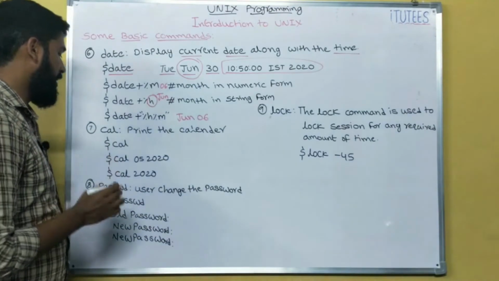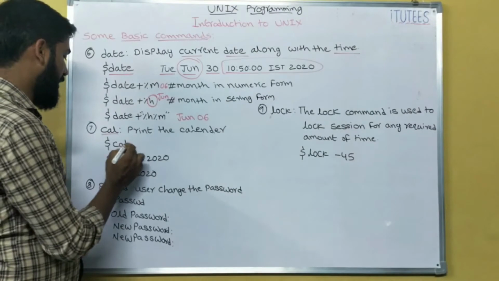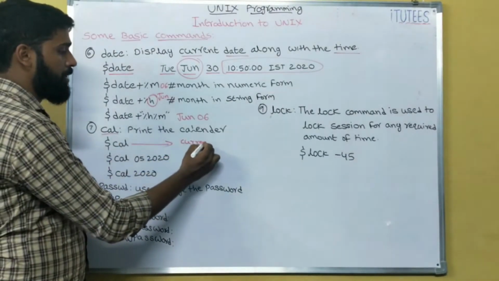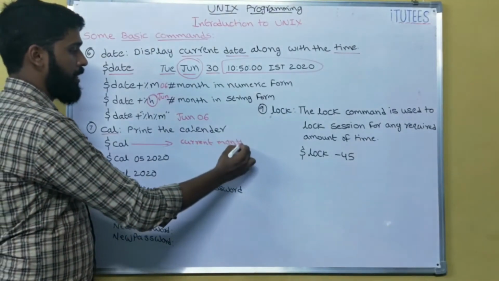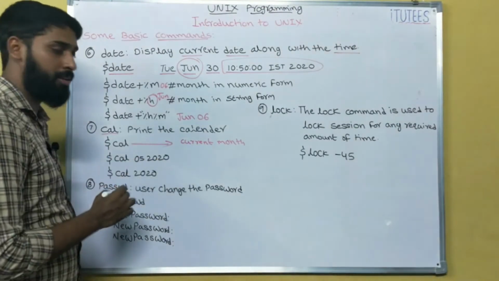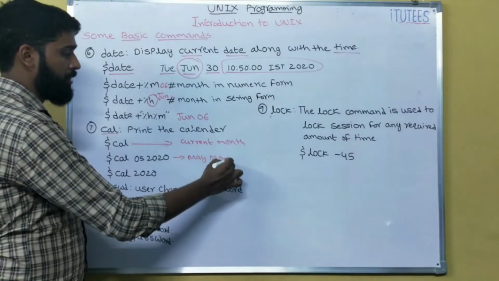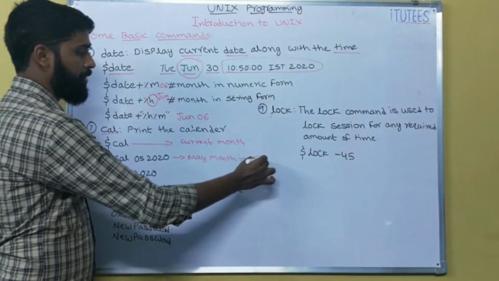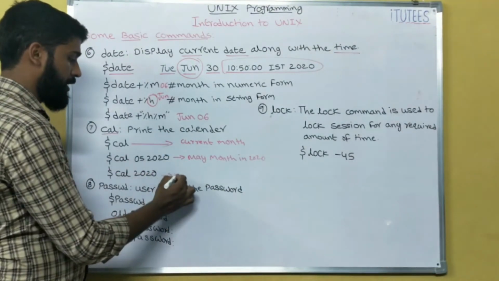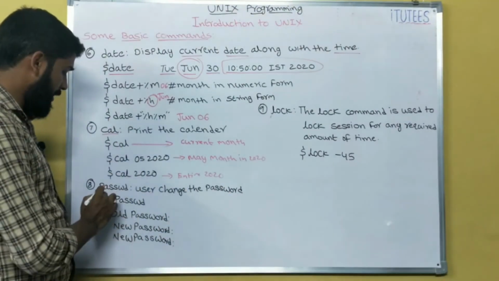Okay. The next command is the cal command. It prints the calendar. If I use cal, then it returns the current month. If I want a specific month, then I can give cal 05 2020. Then it prints the month of May in 2020. If I want the entire calendar of 2020, then it returns the entire calendar of 2020.